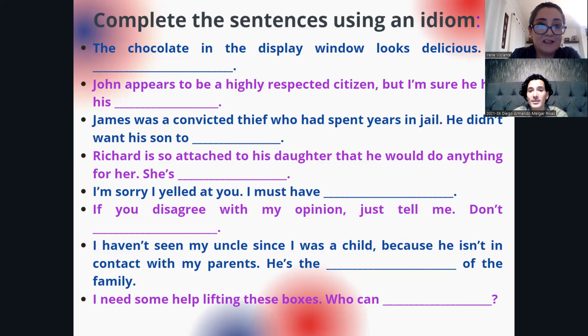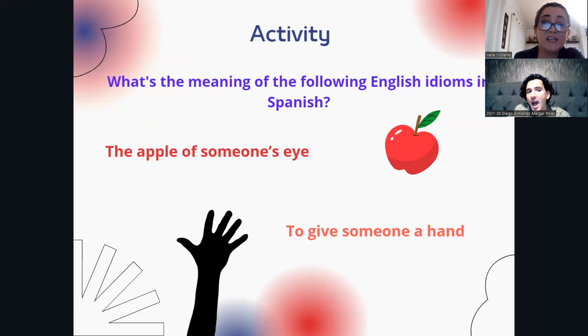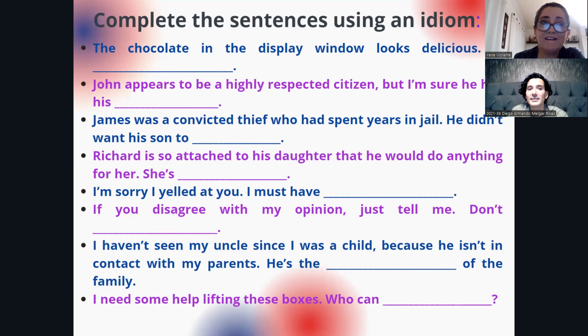Okay, the next one. Richard is so attached to his daughter that he will do anything for her. She's his apple's eyes. Remember the expression, she's the apple of her eyes. We're talking about Richard. Oh, his, sorry, teacher. She's the apple of his eyes. Excellent.